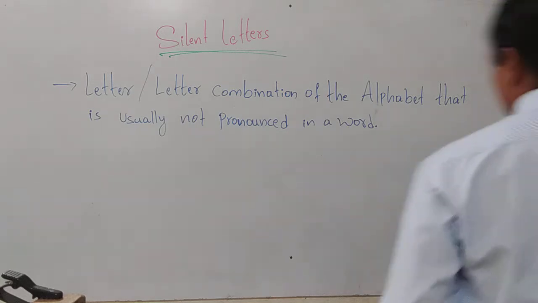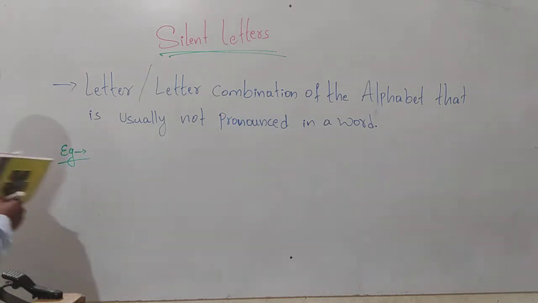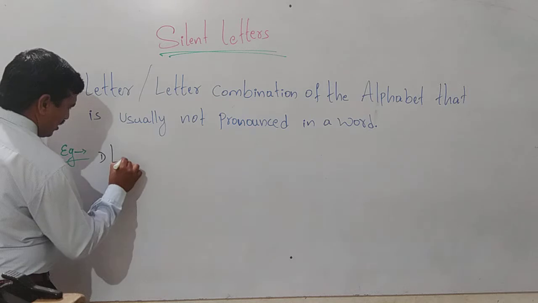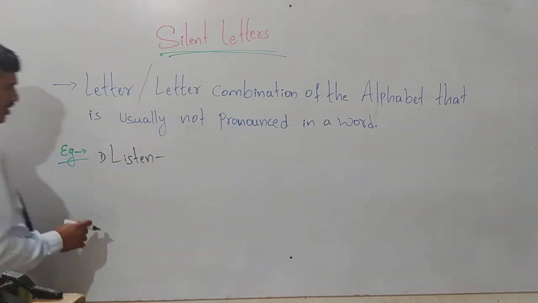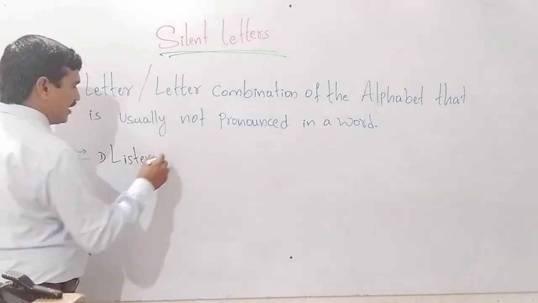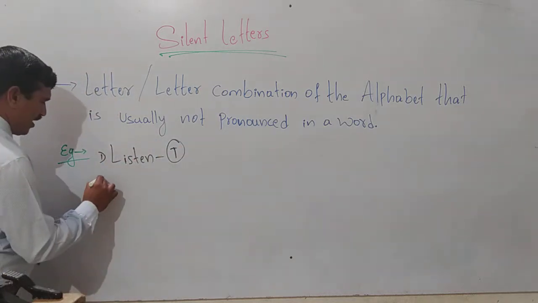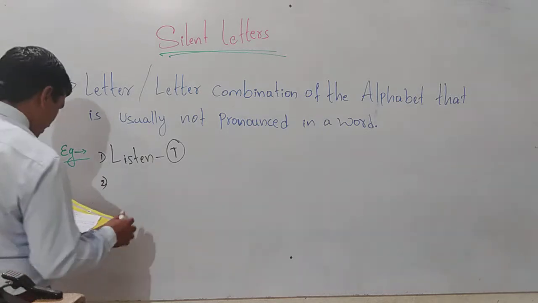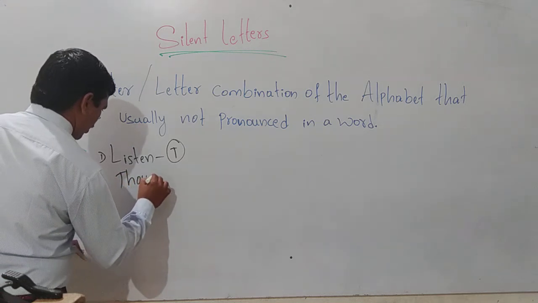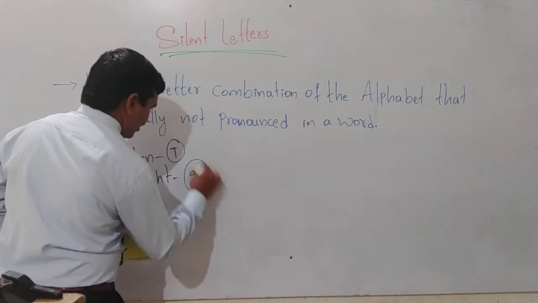Now, for example, listen. Once you pronounce this word, listen to the word. Here the T is silent. Then another one, thought. Here GH is silent.